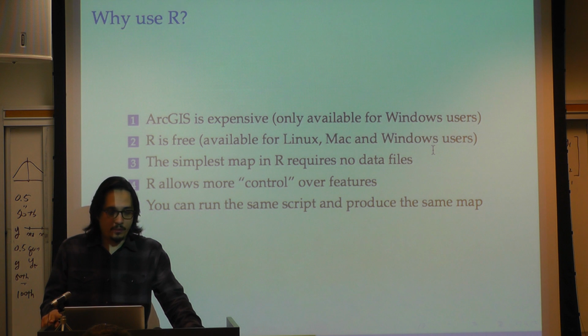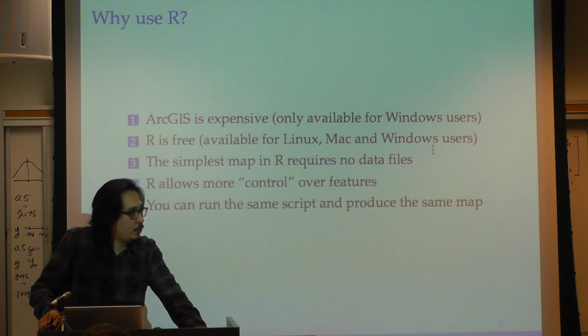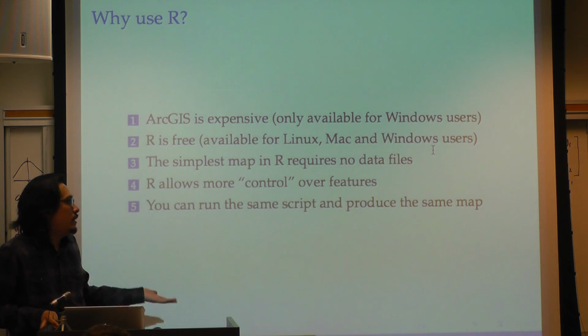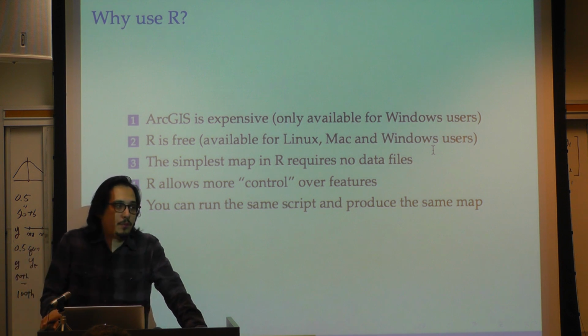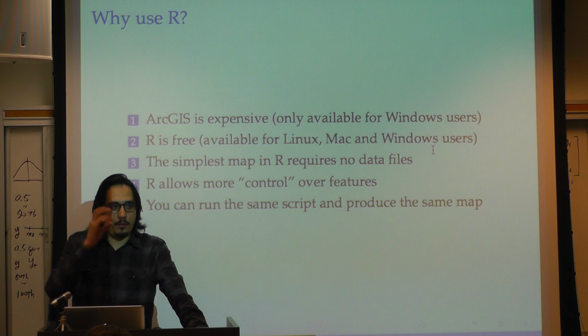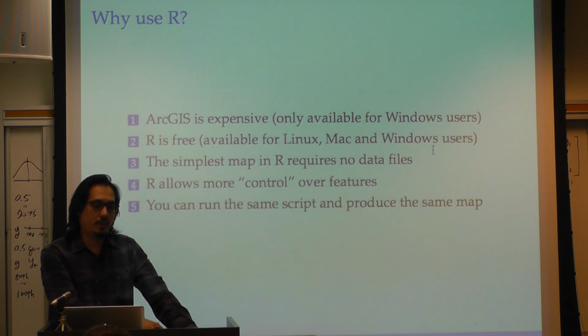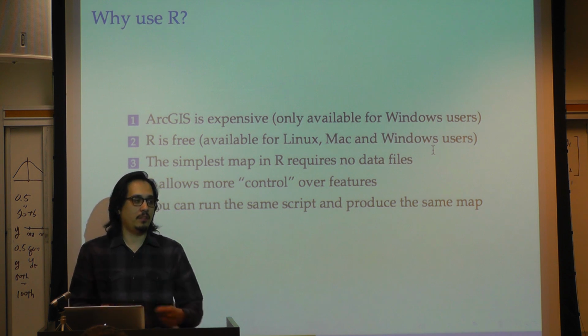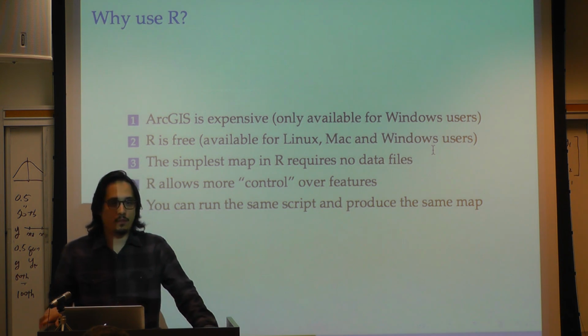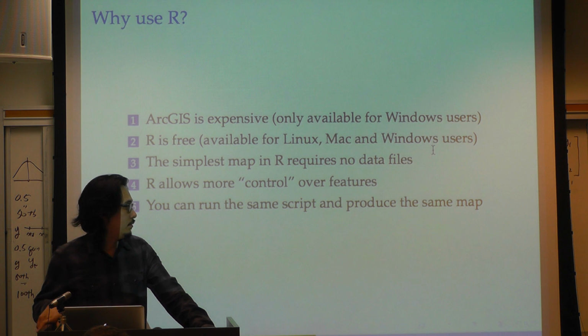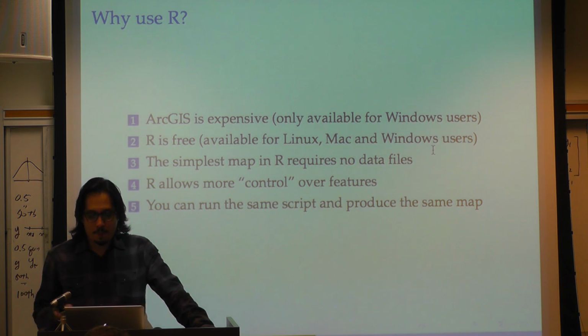And the fifth reason why I think R is quite useful is that you can run the same script and produce the same map as many times as you want. I don't know whether you've been trying to write scripts in ArcGIS, but sometimes it's very crashy. Depending on the version of the software that you have, sometimes you are able or not able to replicate the same map. And you basically don't have this problem with R.